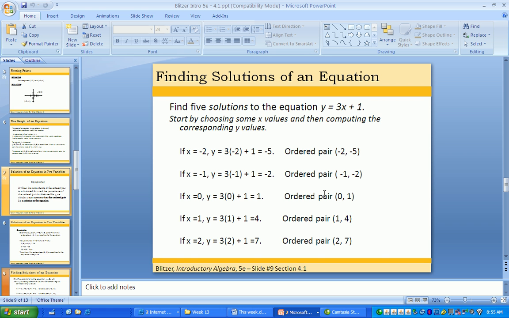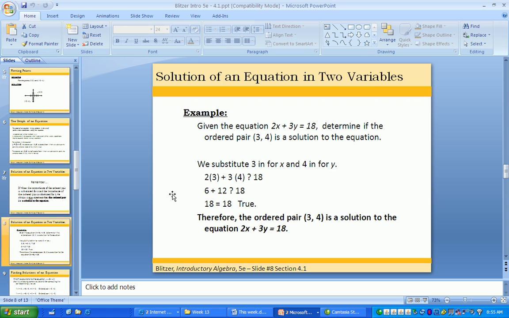Now they give us the equation 2x plus 3y is equal to 18, and they want us to determine if the ordered pair 3, 4 is a solution to the equation. Well, I substitute 3 in for x and 4 in for y, and actually we just did that one. And we see that indeed 18 is equal to 18, so it is a solution to the problem.